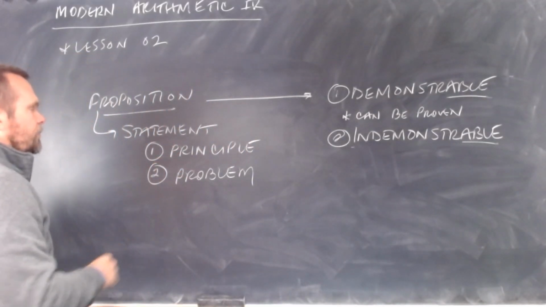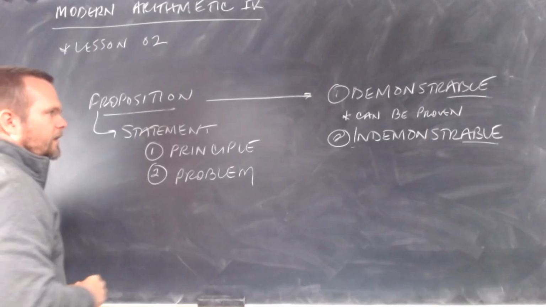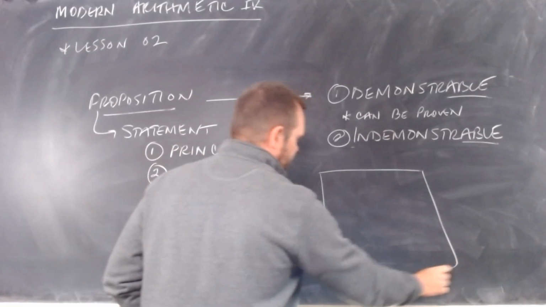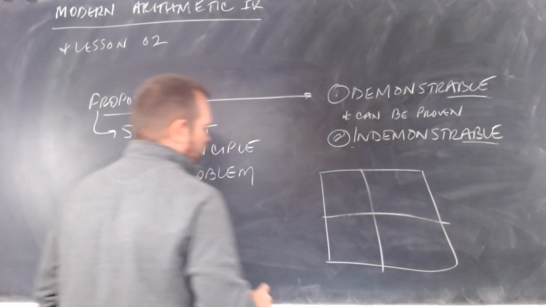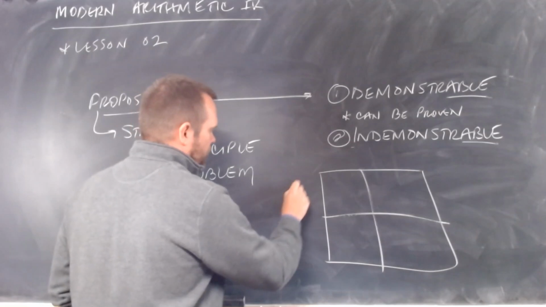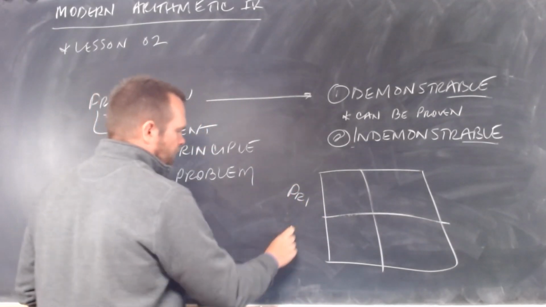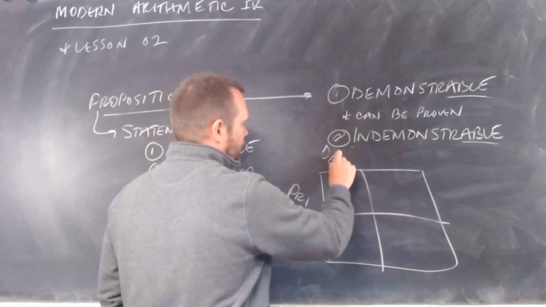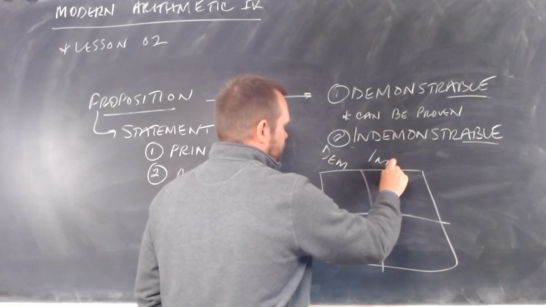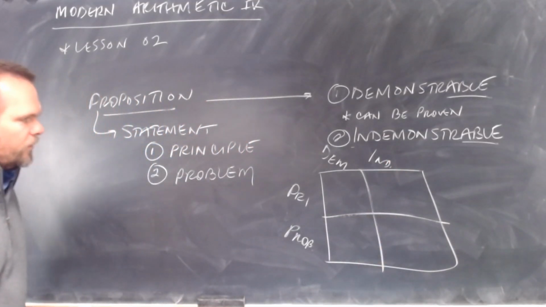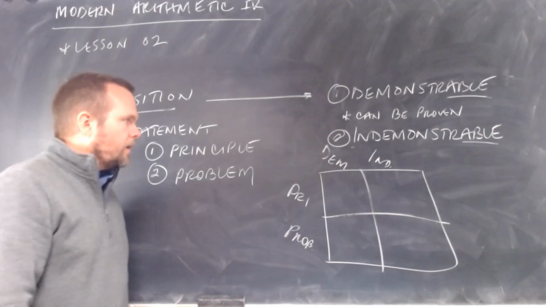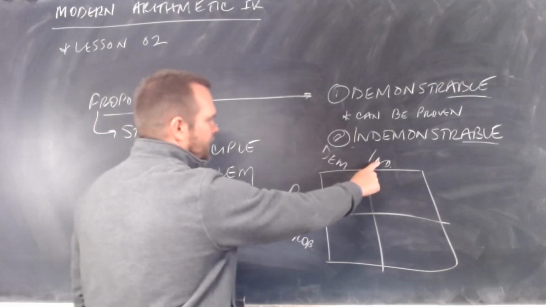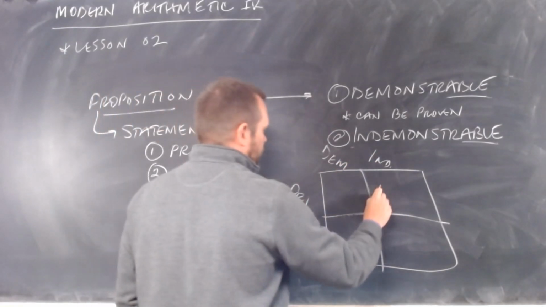We can divide propositions in two ways here. And what that produces for us is a square, where here we have principles and problems, and here we have demonstrable and indemonstrable. We looked at this the other day. We see that an axiom is a self-evident truth. So an axiom is an indemonstrable principle.